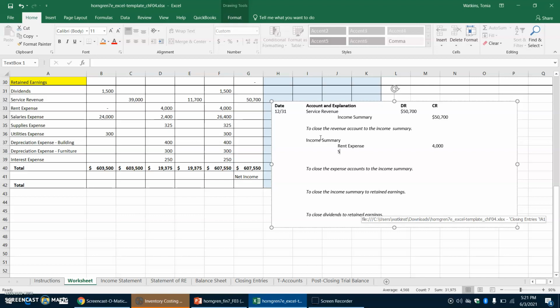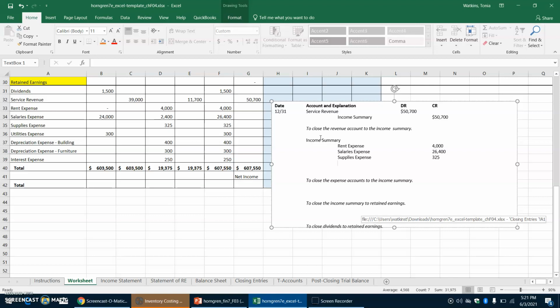My next expense is salaries, for $26,400. Remember, I'm looking under the adjusted balance numbers. Supplies expense for $325. And utilities expense, $300.